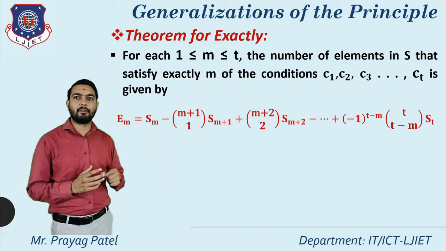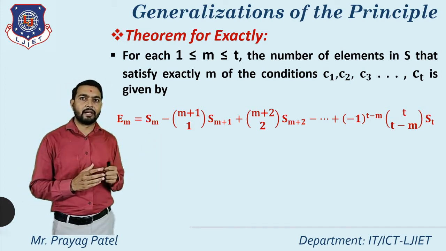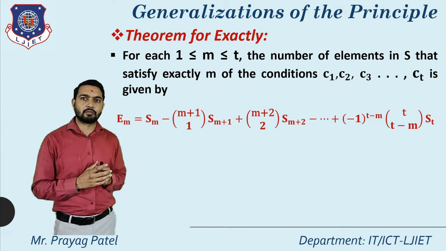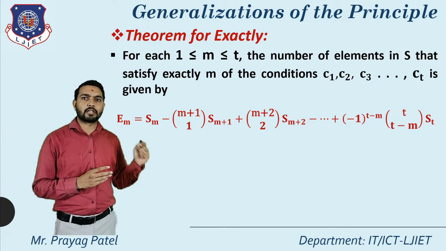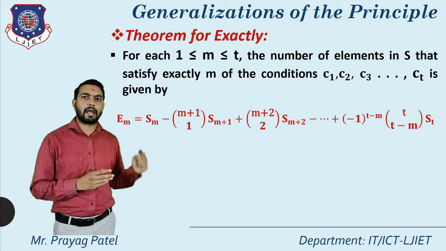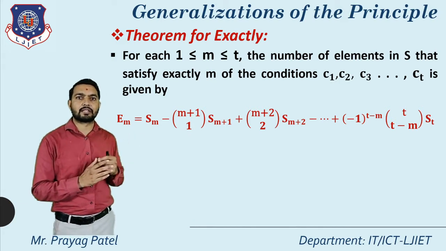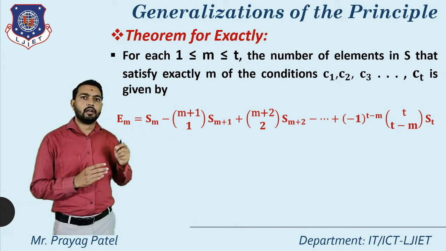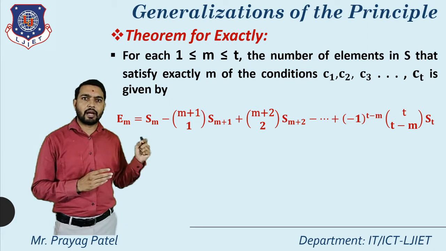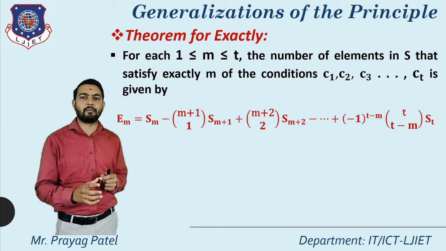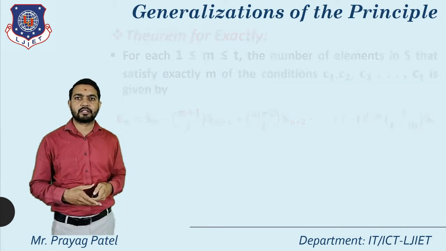Now, E(m) = S(m) − (m+1)C1 S(m+1) + (m+2)C2 S(m+2) − ... up to (−1)^(t−m) tC(t−m) S(t). So this is a common formula for finding exactly m conditions out of the t conditions.